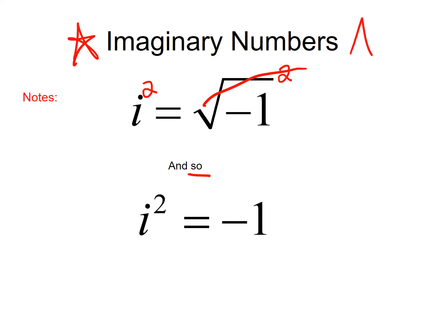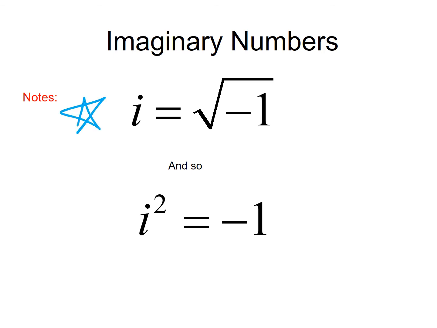This, ladies and gentlemen, is the biggest takeaway for today. These two things: i is equal to the square root of negative 1, and i squared is equal to negative 1. So make sure that you have these two things written down in your notes.